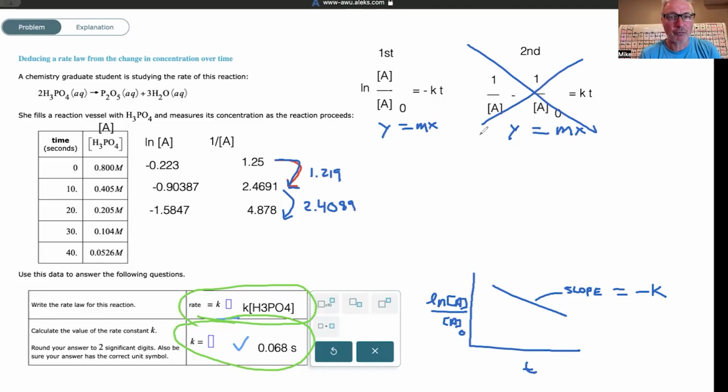Secondly, I plugged it into the first order equation, this thing right here, and calculated K. I got the same K every time for both 10 seconds and 20 seconds. I could have gone and done 30, 40 seconds. Then I plugged it into this equation and found out that it didn't give me the same K.